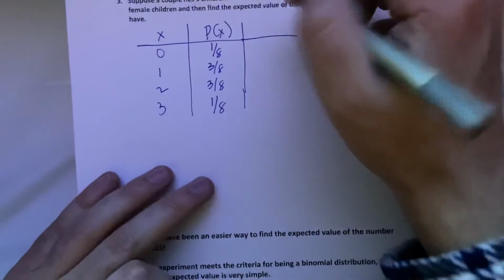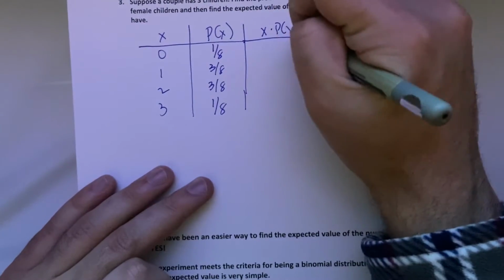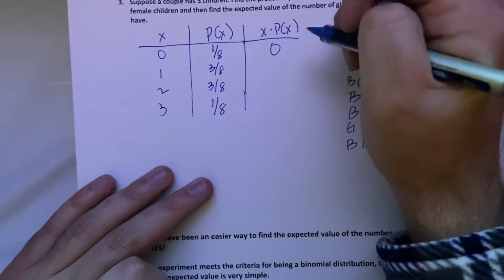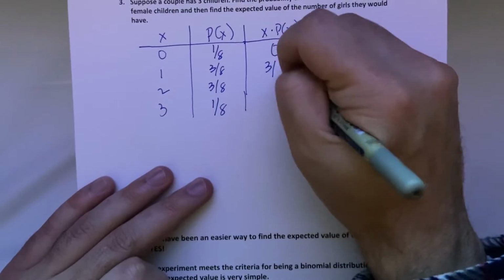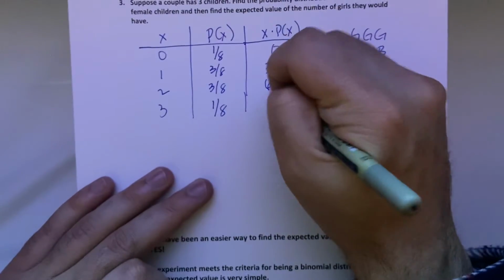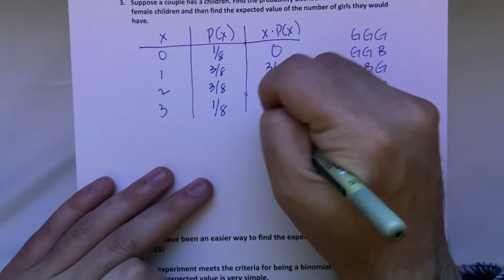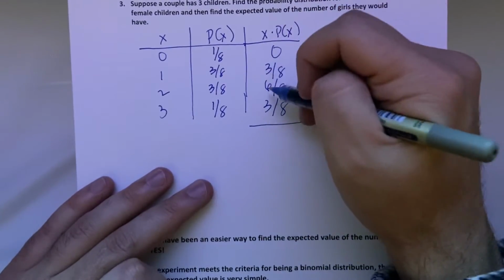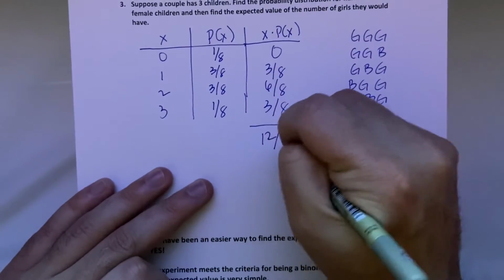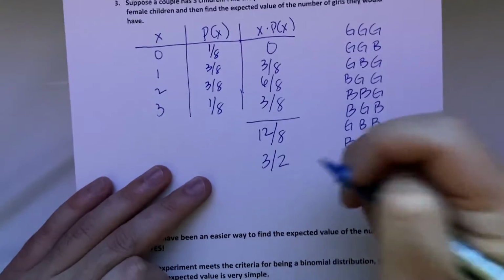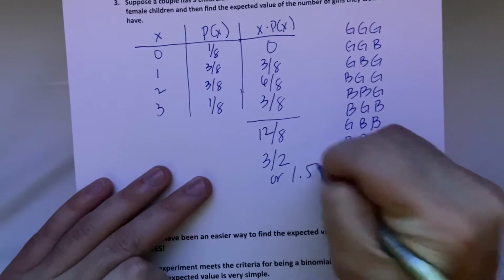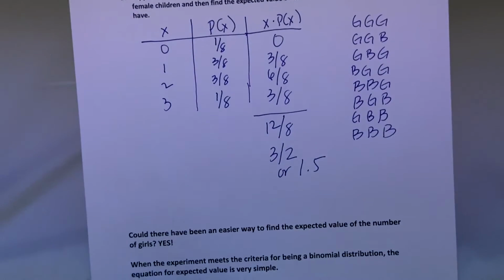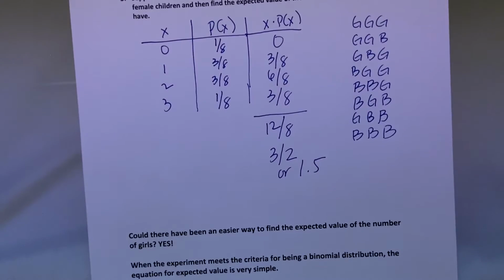Now what is x times the probability of x for all of these? Anything times 0 is 0. 1 times 3/8 is 3/8. 2 times 3/8 is 6/8. 3 times 1/8 is 3/8. Of course, for expected value, we add this. 3 plus 6 plus 3 is 12. So 12 over 8 reduces to 3/2, or 1.5. So if you had 3 children, the expected value of girls is 1.5. That makes sense because it's a 50-50 chance.